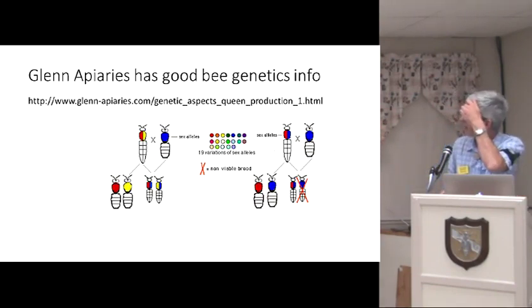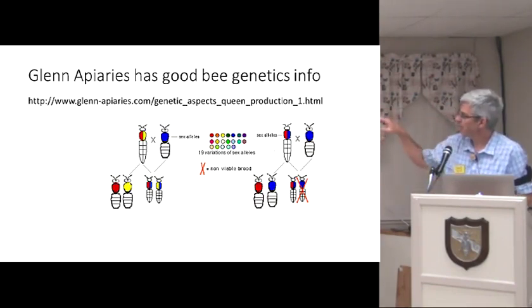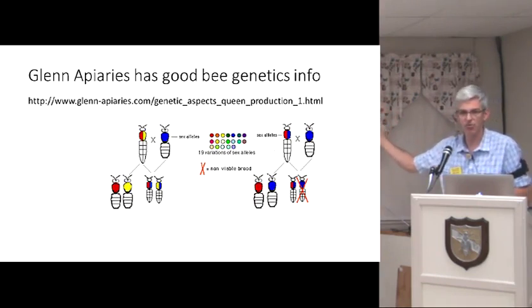Now on the right you have a bad situation. The queen has a red and a blue, and then the drone has a blue. So half of the offspring, half of the females with the red X, are the inviable double drones.